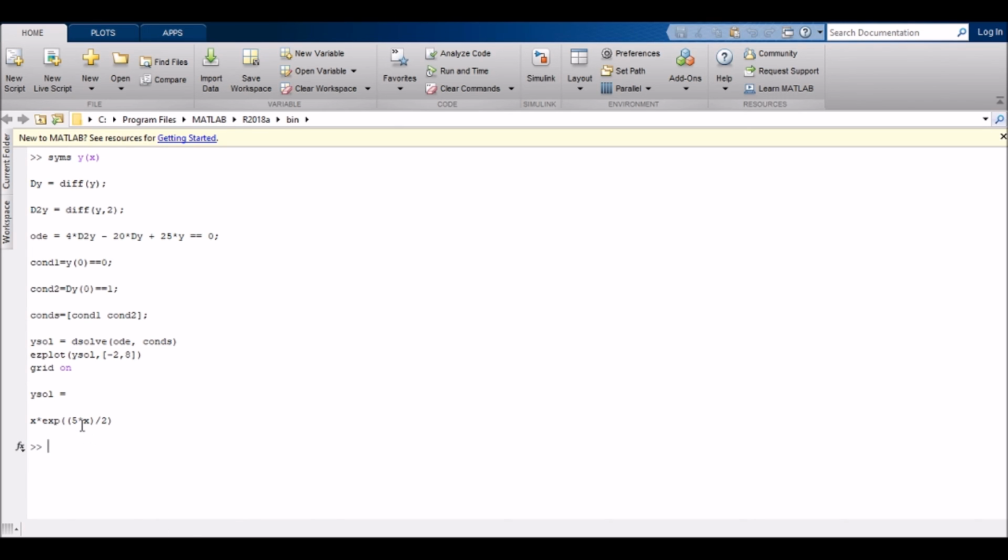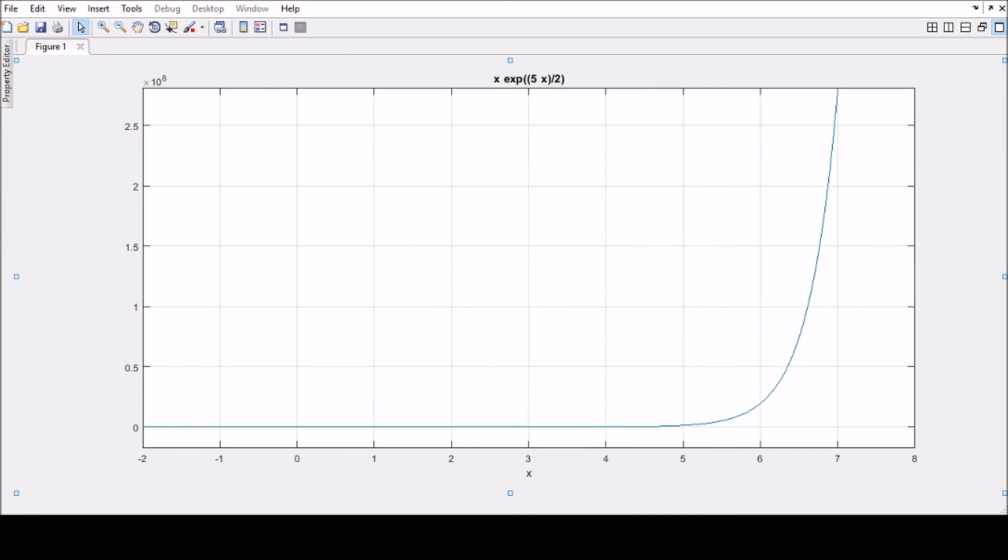This is the solution of the differential equation. Now we will see the graph of this. This is the graph of the given ordinary differential equation. Range is from -2 to 8, and we get the required result. In this way, we can solve ordinary differential equation and its graph by using MATLAB.